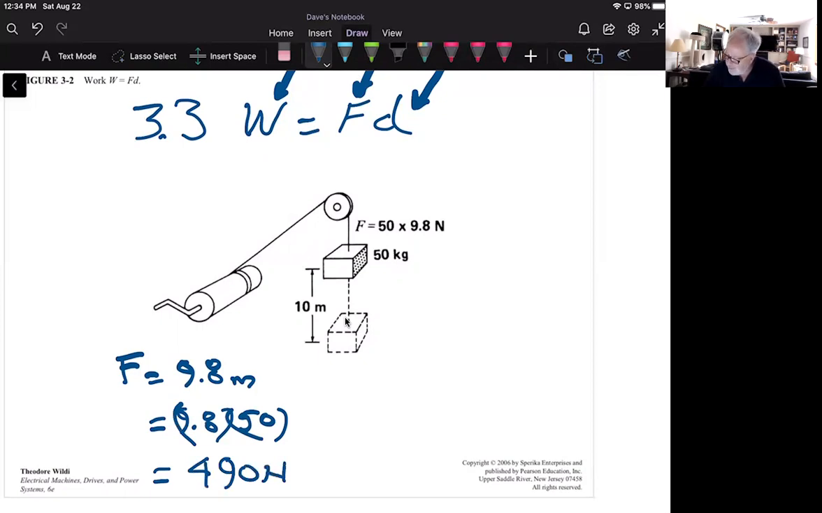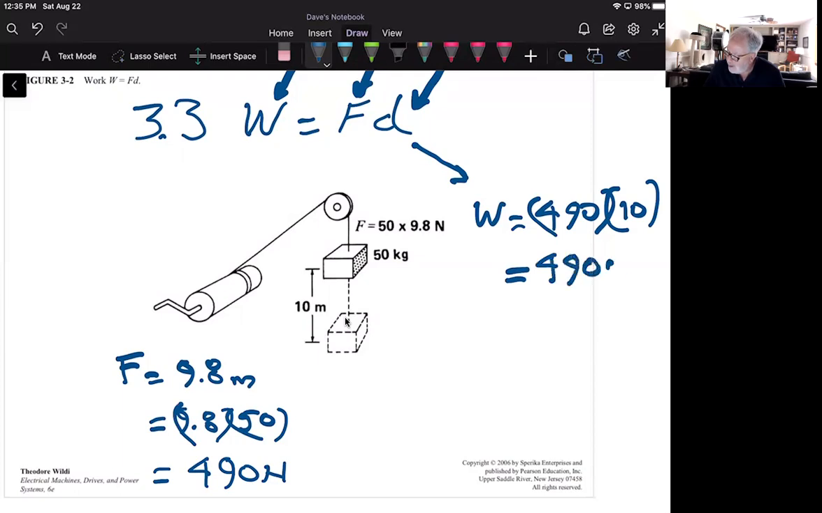490 newtons will plug into our equation for work. So let's say we're going to go here. And so work is equal to 490 newtons. And the distance is in meters, and it's 10 meters. So the work done for this particular situation is 4,900 joules.